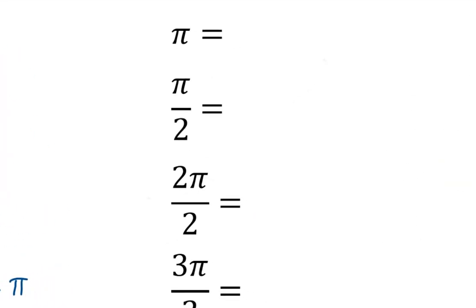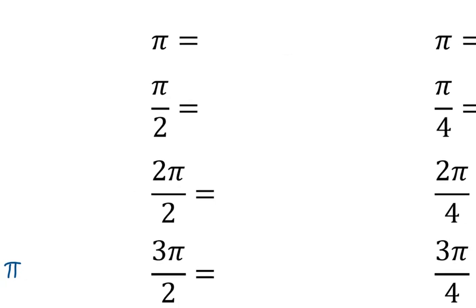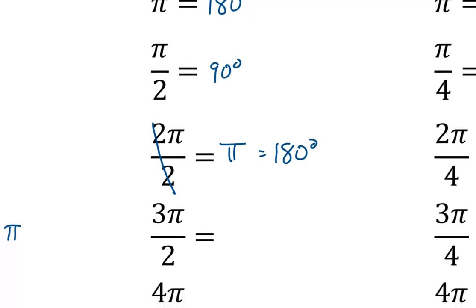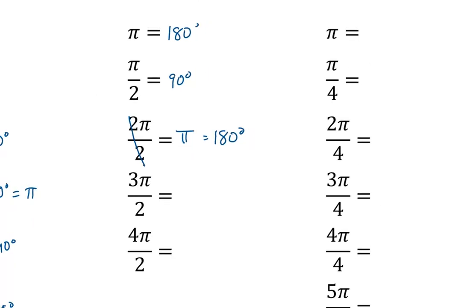Okay, let's finish off the next two. You probably kind of see the pattern of where this is going. 180 divided by 2 is 90. So 2 pi by 2, again, that's a full pi, which is 180. So what's 3 pi by 2? 90 is 1 pi by 2. 180 is 2 pi by 2. 3 pi by 2 is 270.